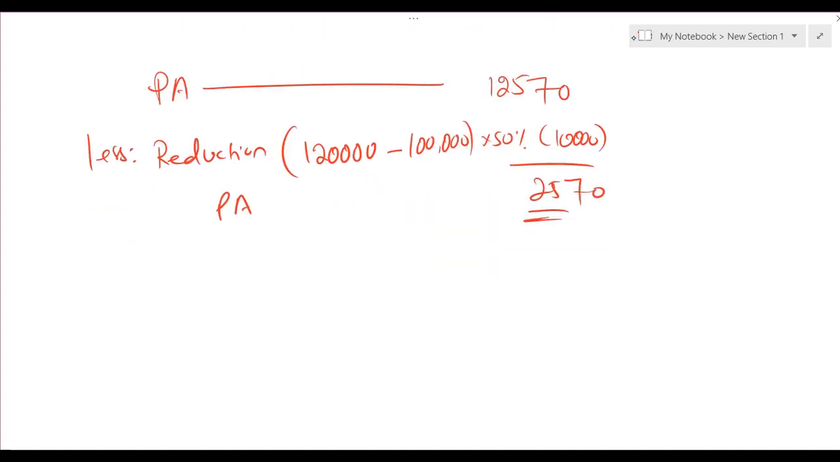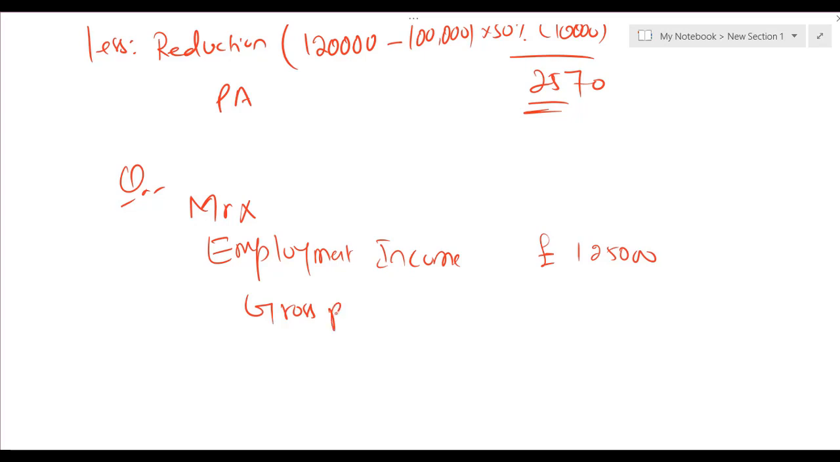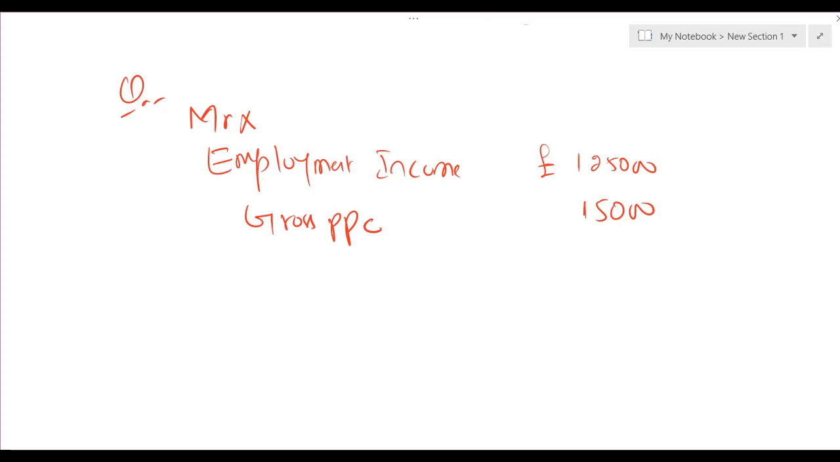One more example. Let's say Mr. X has employment income of 1,25,000 and gross PPC is 15,000. The requirement is to calculate the income tax liability of Mr. X.